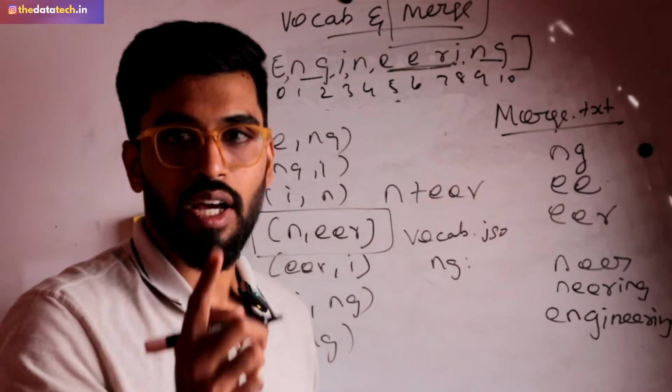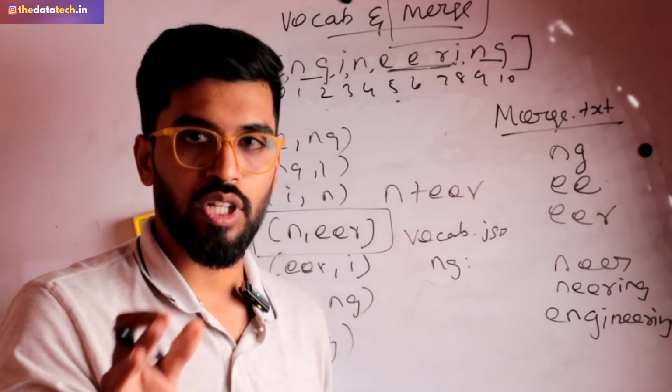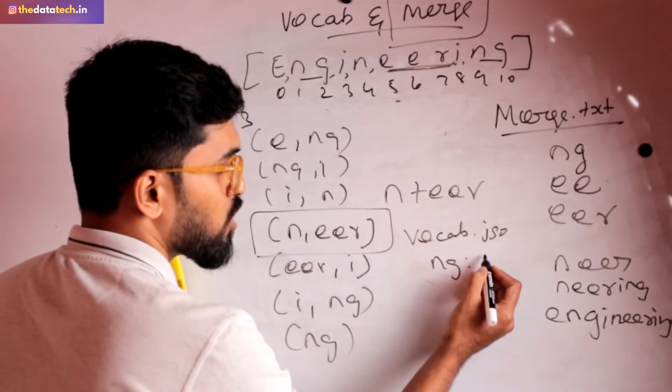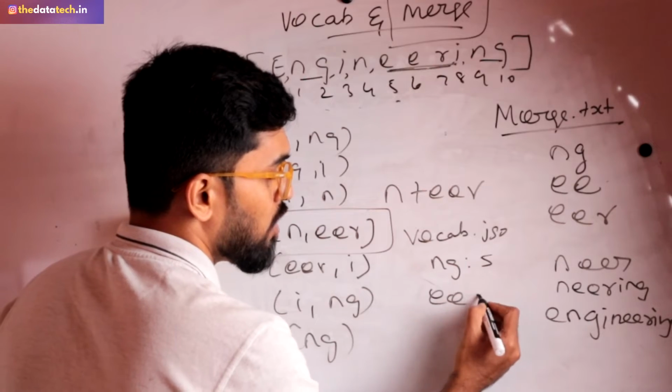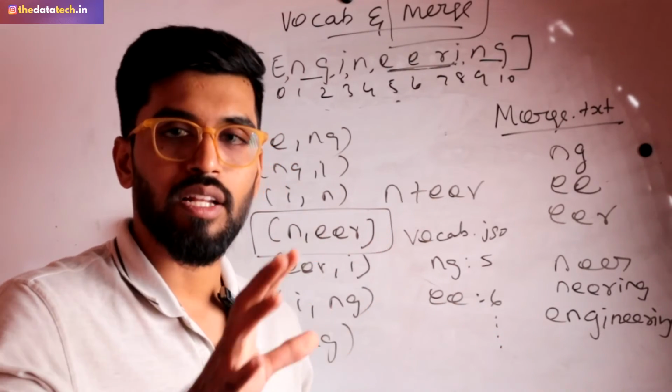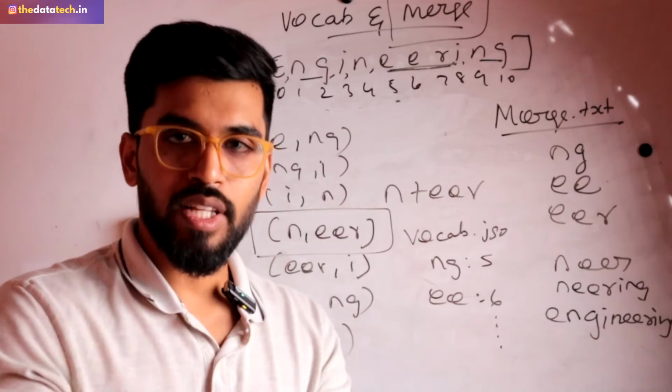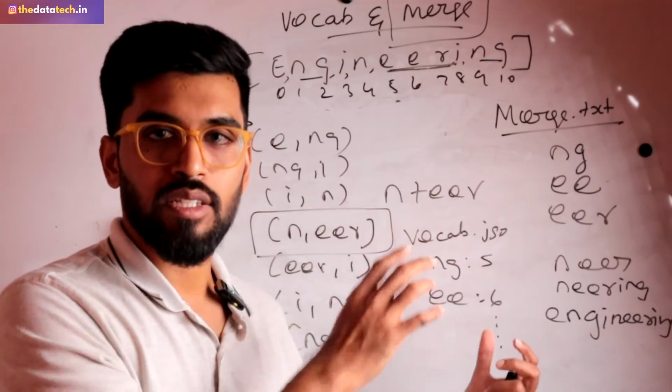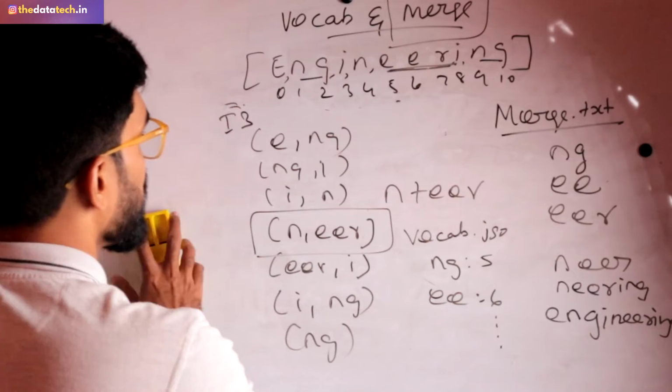Already 0 to 4 we have allocated as token IDs for the unique letters. So that means now it's 5, and then EE will be 6, etc. Now I will show you the final vocab.json and then the merge file for this complete word, engineering. Okay, so let me just remove this.